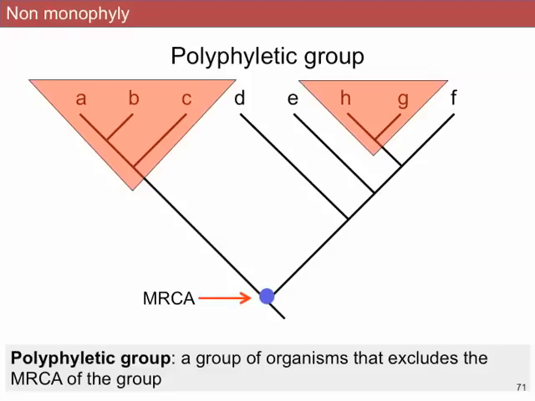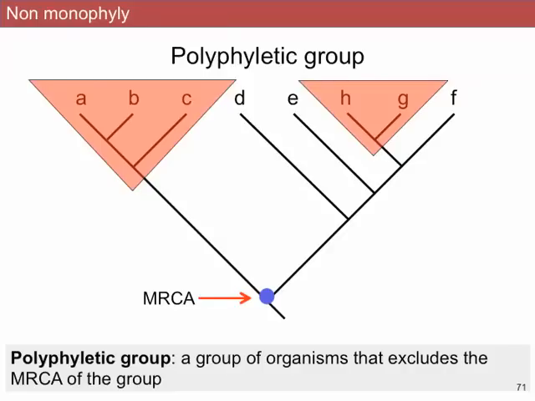Another type of non-monophyletic group is a polyphyletic group. Usually they're very clearly different. These aren't as clearly different when I've shown it here, but a polyphyletic grouping is a group of organisms where you don't even include the most recent common ancestor of those organisms, and you also don't include some of the descendants of their most recent common ancestor. So an example of this might be flying organisms. Birds, bats, flying insects, flying foxes.